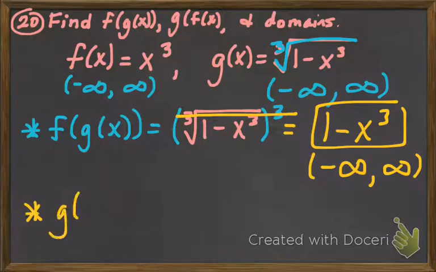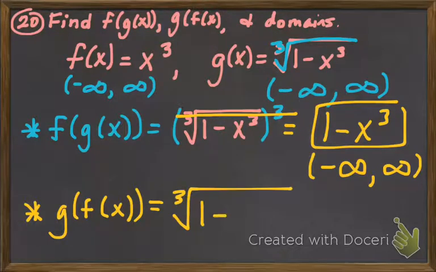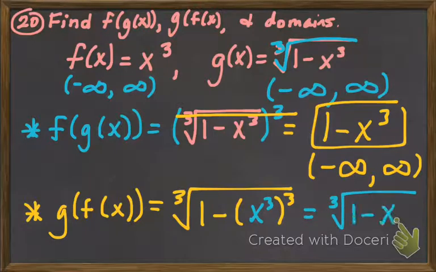And then when we do g of f of x, we're going to write g first, which is the cube root of 1 minus whatever goes in it cubed, and in this case what's going to go inside it is x cubed, and so the only thing you can do to clean that up is the cube root of 1 minus x to the 9th. And again, because it's a cube root, there's no new restrictions. The domain of this one is all real numbers as well.